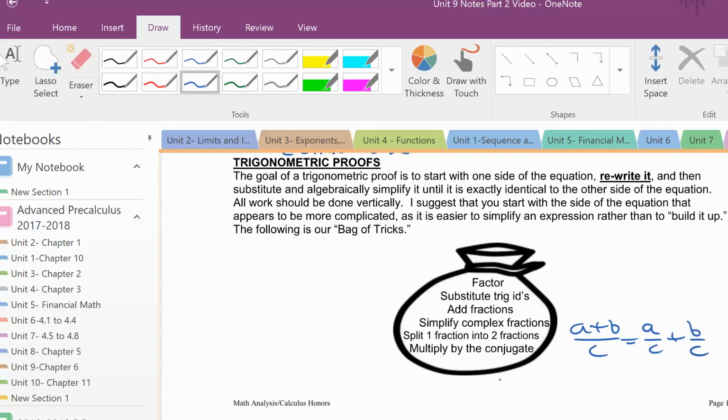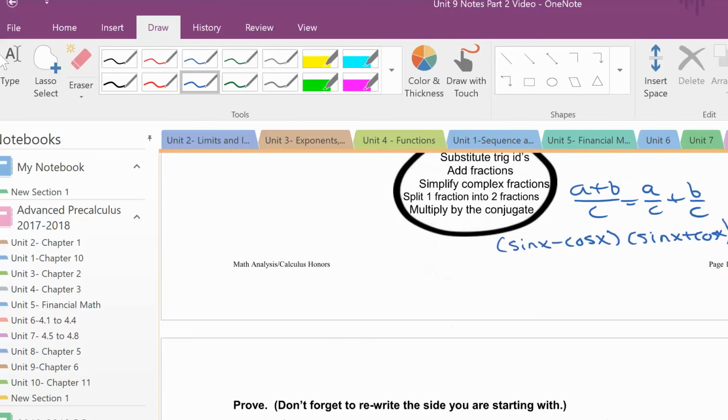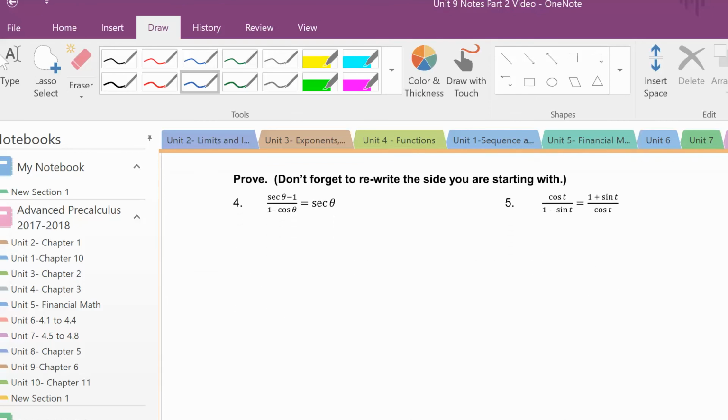Multiplying by the conjugate means if you have like sine x minus cosine x, the conjugate, remember, is sine x plus cosine x. Those are conjugates. So if you look at the first one, number 4, the first thing I would do is to pick the left-hand side to work with. So that means I'm going to do secant theta minus 1 over 1 minus cosine theta.